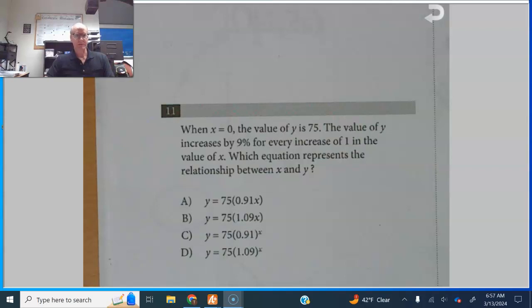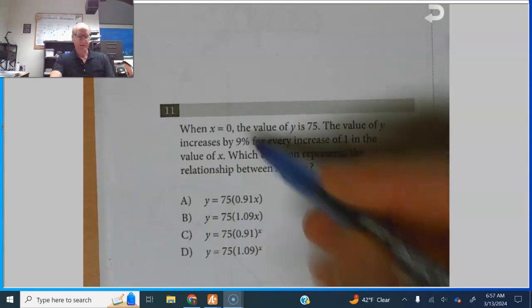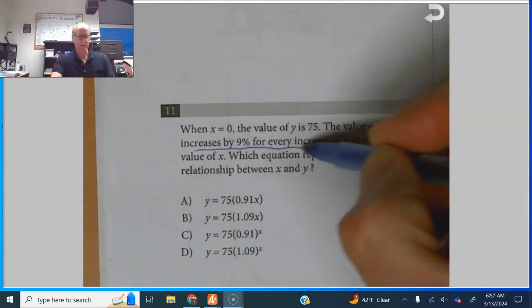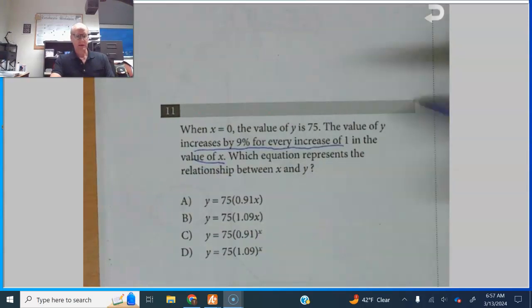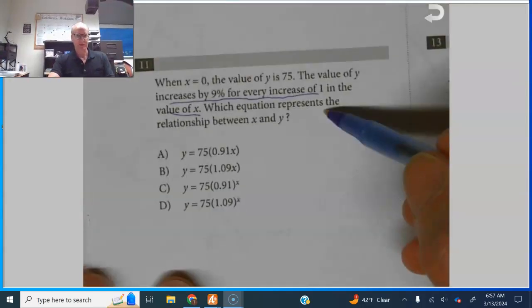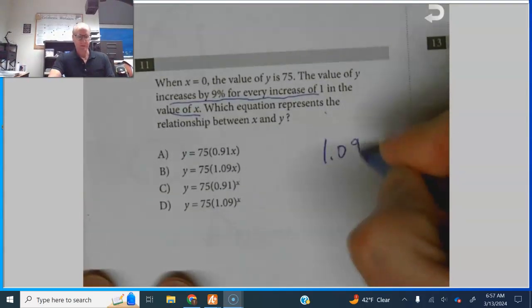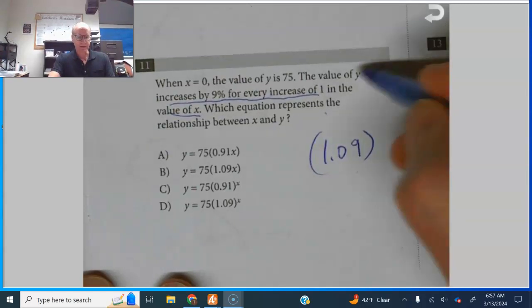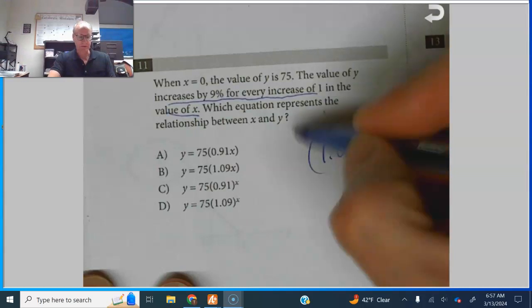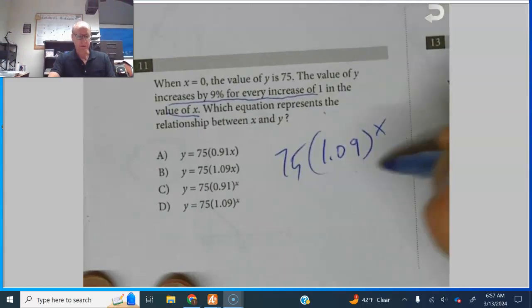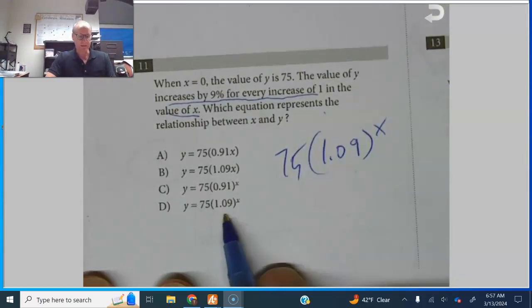Now this one says another very similar type of thing. We're talking about this time an increase of 9% for every increase of 1 in the value of y. So again, this one was like a 4% increase. This one is going to be a 9% increase. So we're talking about the 1.09 raised to the x power, and we're multiplying it by the 75. And which one is it? Certainly looks like this one, maybe.